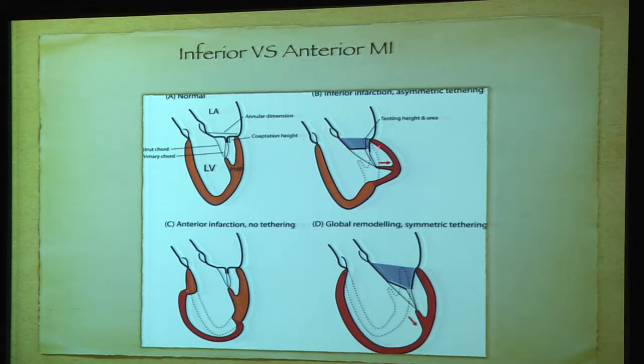You can see inferior MI causes the basal segment to get pulled out, which pulls on the papillary muscle, and that tugs on the cords, which causes the MR, versus anterior MI, which is more apical involvement, and there is not much pulling or tugging on this part of the leaflet. Hence, inferior MI more causes the MR versus an anterior MI.